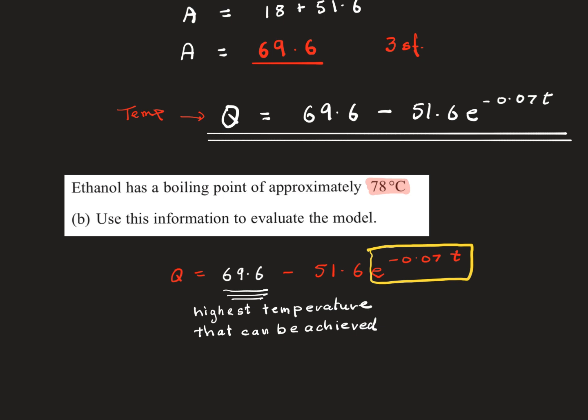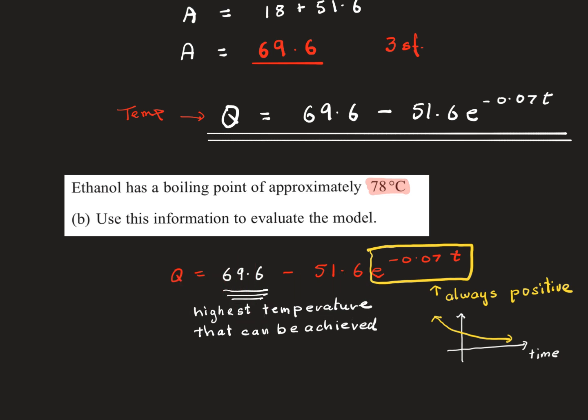The reason for this is that e to the minus 0.07t is always positive, because it is an exponential function that looks something like this. As time goes by, it gets smaller, but it is always positive, which means that 69.6 will always be the highest number in this particular model.